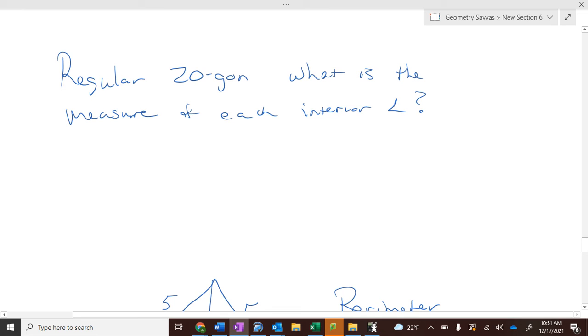All right. So we have a regular 20-gon. A 20-gon has how many sides? 20. What's the measure of each interior angle of a 20-gon? 20 minus 2 times 180, which is 18 times 180. I don't know what 18 times 180 is yet.